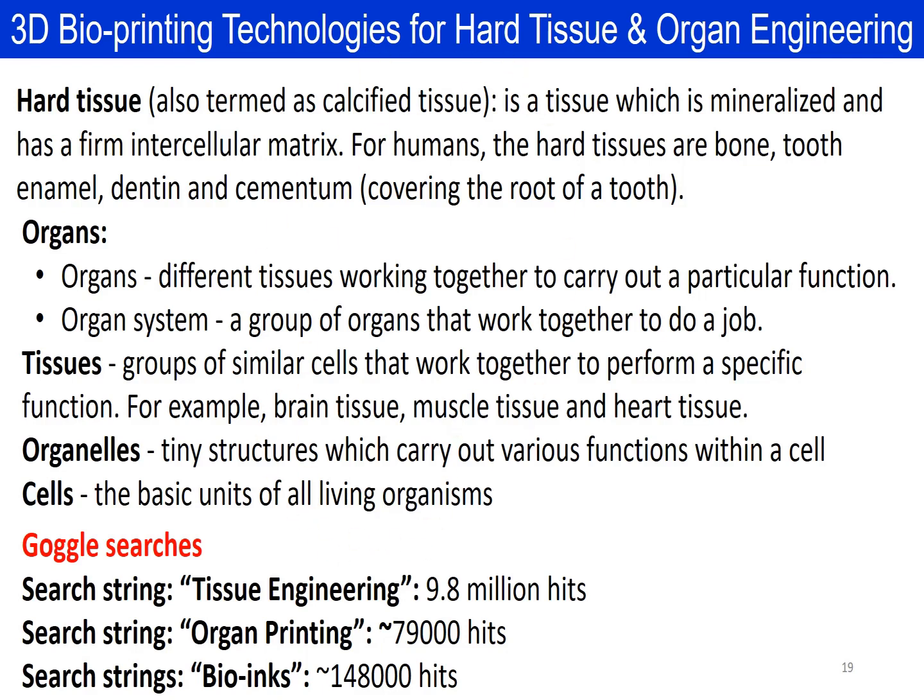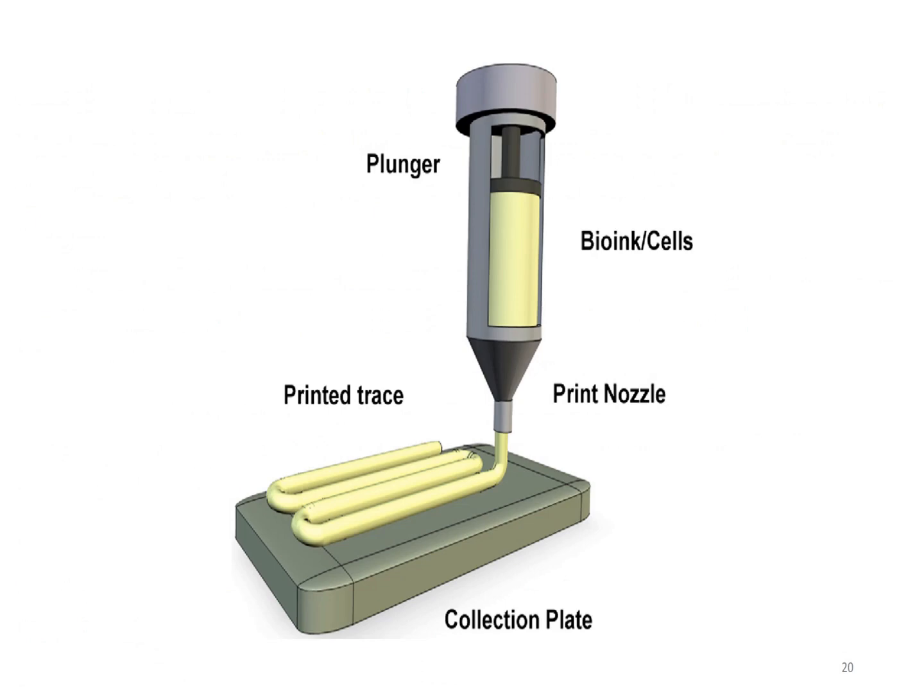This is very similar to what we had before. Now we have a plunger that pushes down a bioink or a set of cells. There is a print nozzle where the material gets extruded through the nozzle, and you can see this now is being printed one layer at a time, similar to what we had with conventional 3D printing.